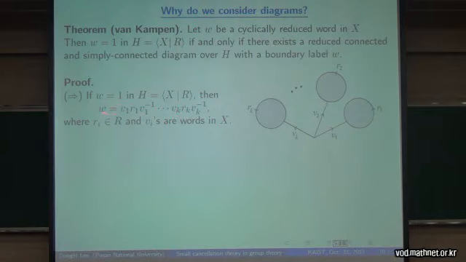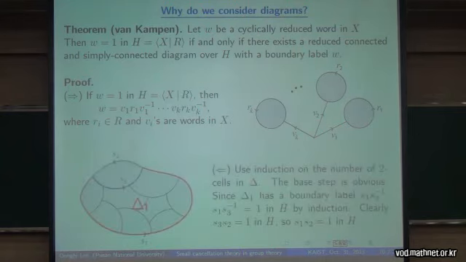But in order to obtain this reduced word W, we need to make cancellations. Cancellations in this product correspond to folding in this diagram. For example, if there is a cancellation between V1 inverse and V2, then there is a common initial segment between V1 and V2. If there is a common initial segment between V1 and V2, then we may just identify those parts by folding together. In this way, we can obtain a connected and simply connected diagram with a boundary label W. So that's the only if direction.